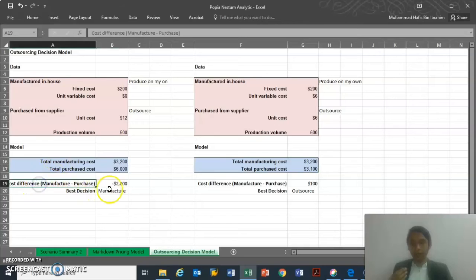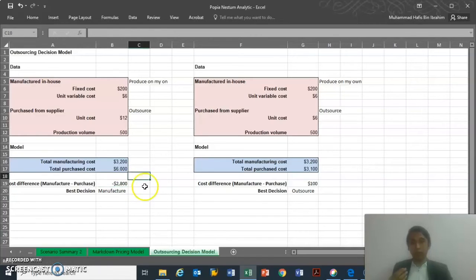So the cost difference is negative 2,800 ringgit, which means that the total manufacturing cost is lower than the total purchase cost. So my decision using this formula is to manufacture, since my value of cost difference is below 0.